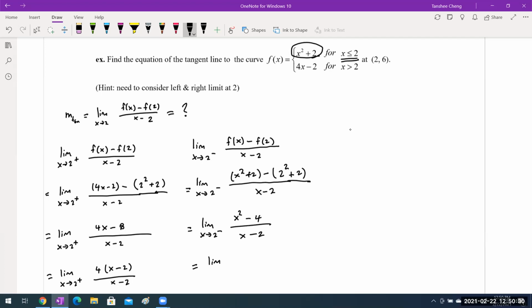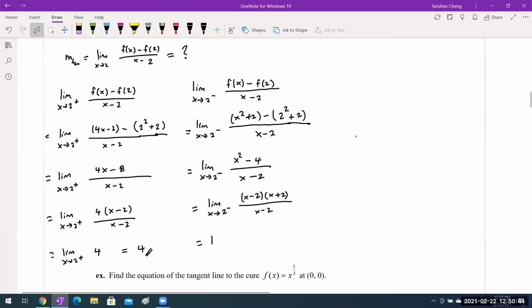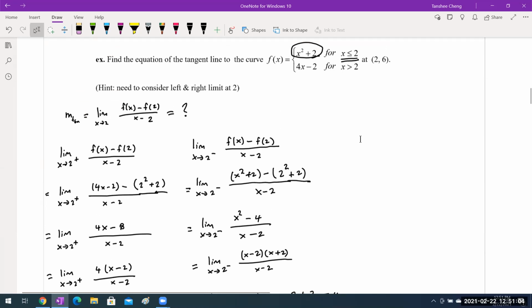Similarly, direct substitution cannot apply. So what I will do is use the simplifying idea: factor it out, my difference of squares. Which will give us the limit as x approaches 2 from the left-hand side of x plus 2. Now direct substitution is applicable, so 2 plus 2 gives us what? 4. Because the left-hand side limit and right-hand side limit are the same, now I can conclude that the slope of the tangent line is equal to 4. Okay.